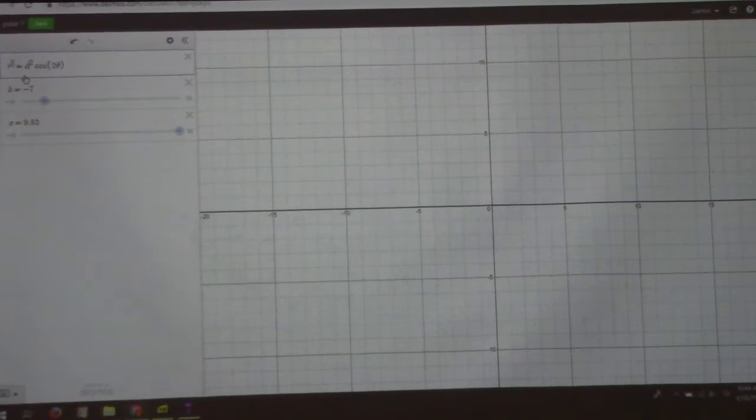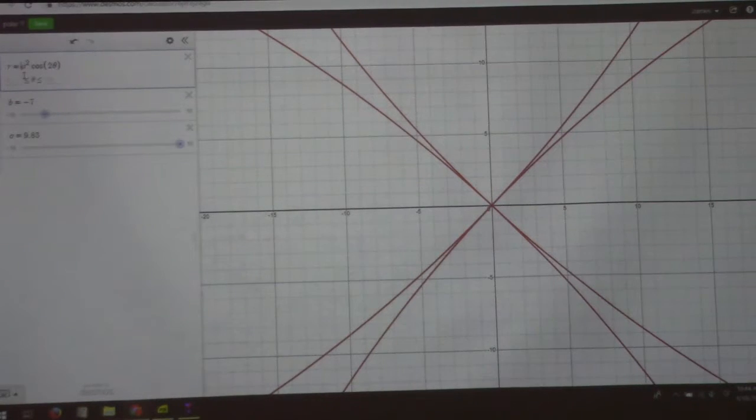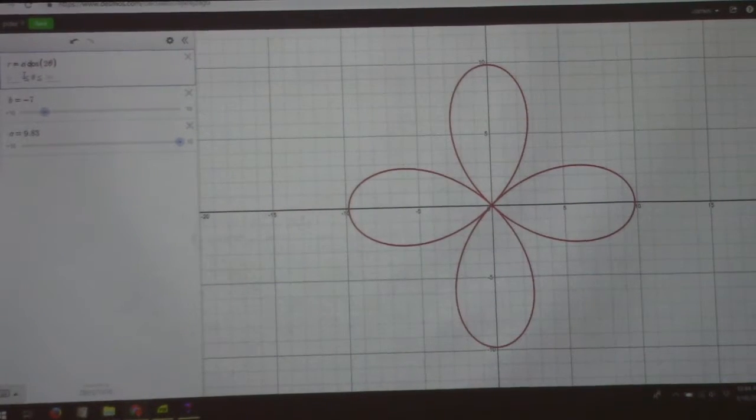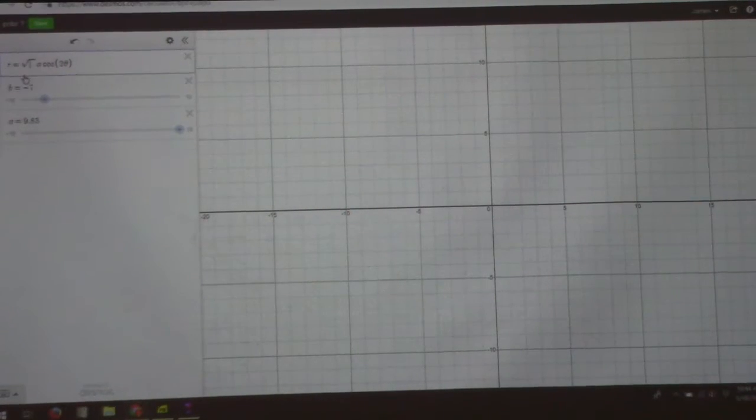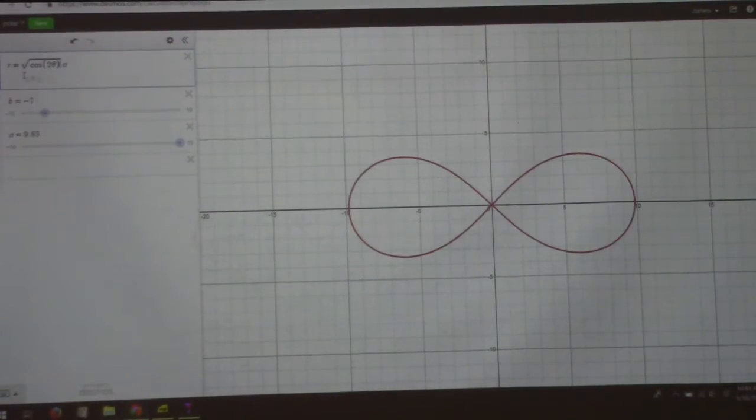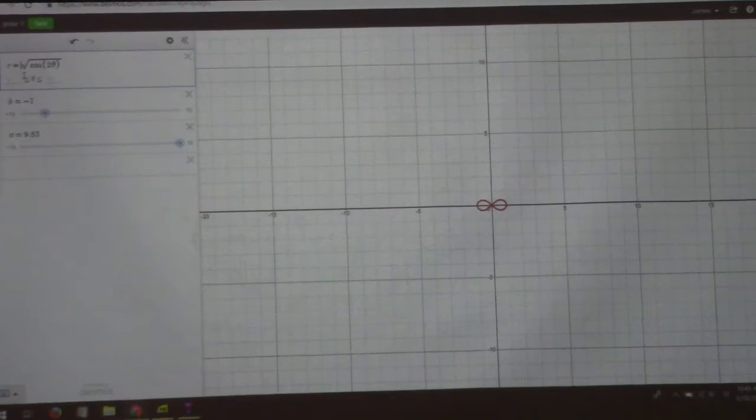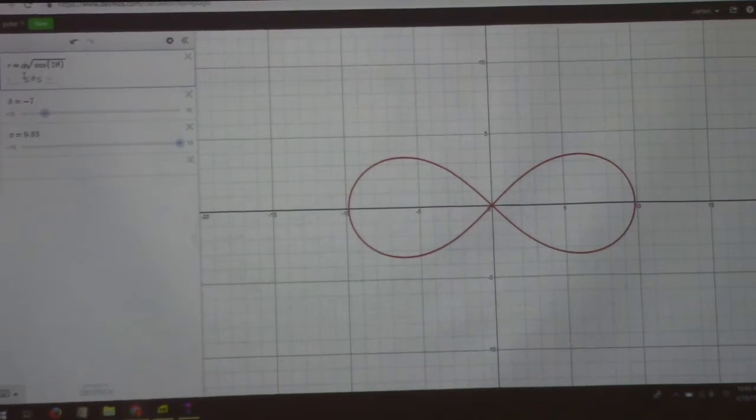Fine. I guess we can do the algebra. If r squared was that, what do we have? We have r equal to the square root. Well, there's the four-petal. Let's see what happens if we go from 0 to say pi. It's that part, right? And I think we know what's going to happen if we go from pi to 2 pi. Like that, right?